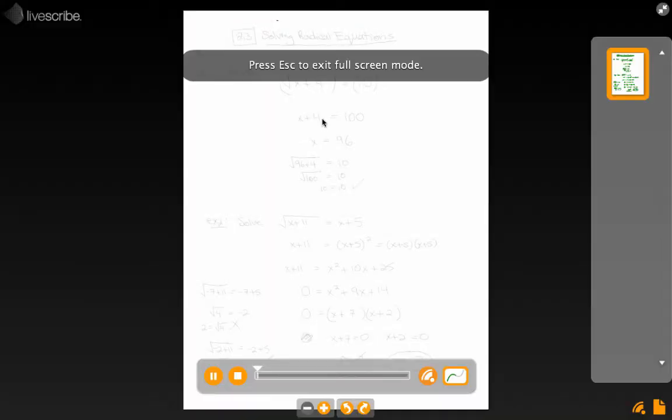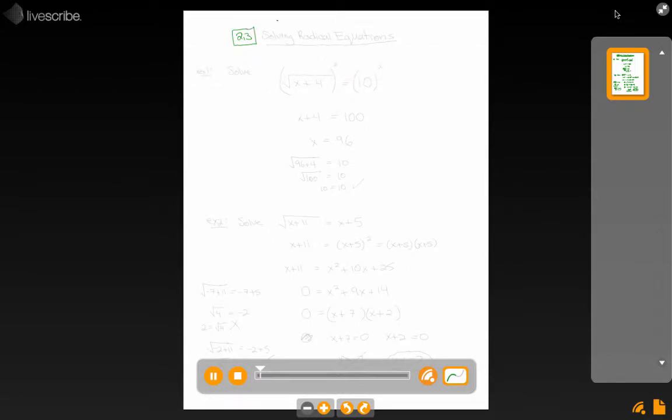Our next example comes from 2.3. That section is called Solving Radical Equations. So an example of a radical equation again being there's an equal sign, solving meaning we want to actually find the answer. So an example would be if we were asked to solve the square root of x plus 4 equals 10.